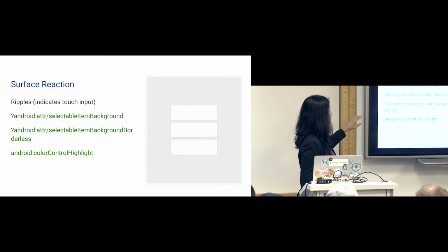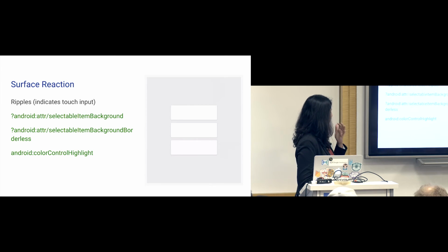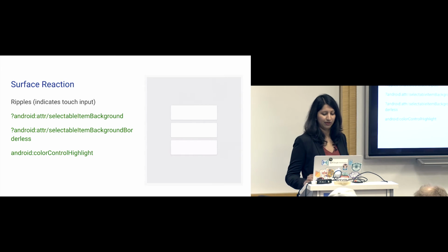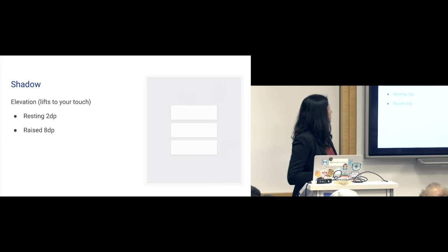And you can also set a bunch of properties on it. Selectable item background basically puts the ripple effect within the bounds of that UI element. And selectable item background borderless puts it outside of the bounds of that UI element. You can also change the color control highlight. The default is this standard gray, but you can change the color control highlight based on whatever color your app is.